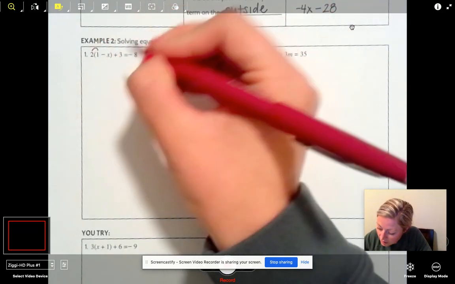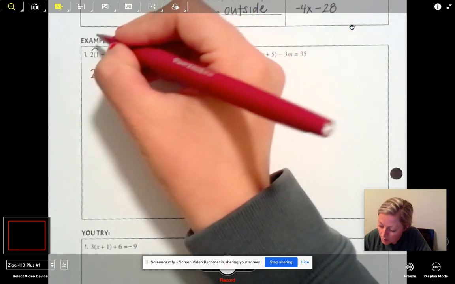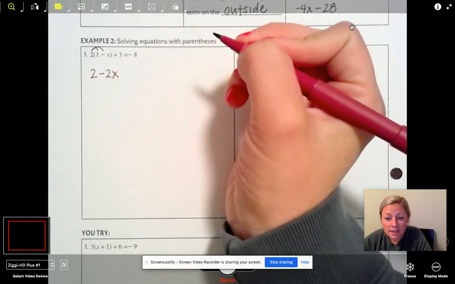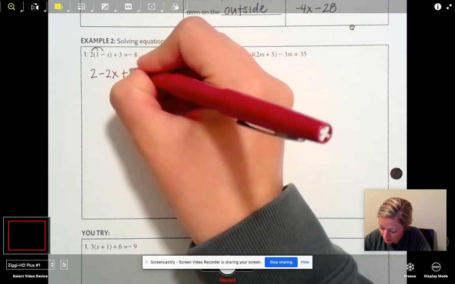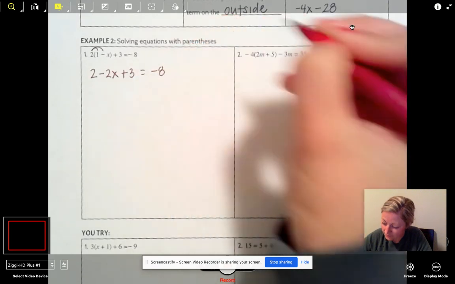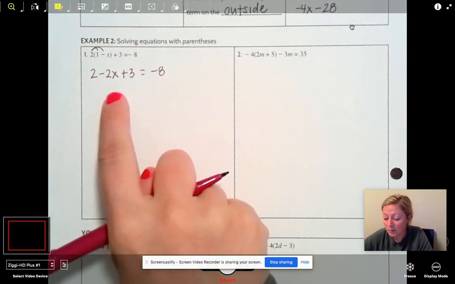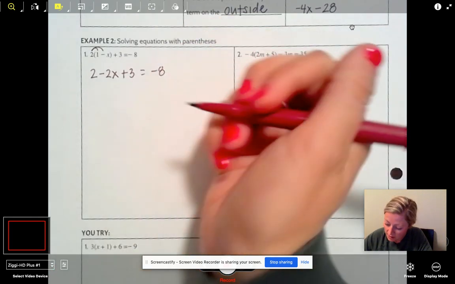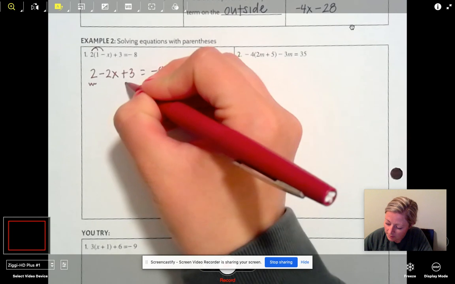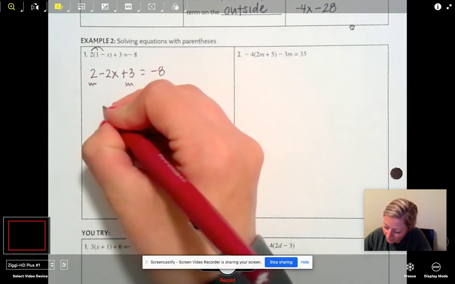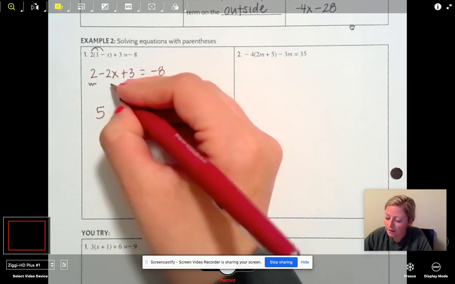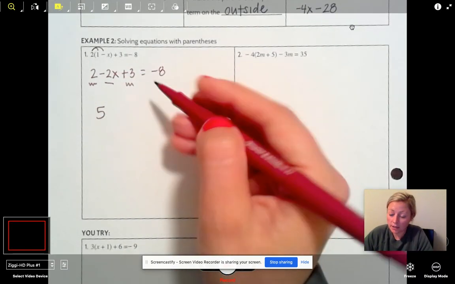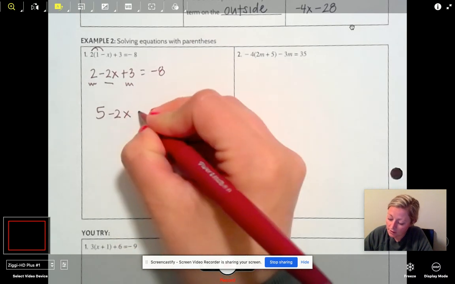So we're going to take 2 times 1 and get 2. 2 times -x is -2x. And now write everything down exactly how you see it. So +3 equals -8. And now from here, you have a problem that we worked on just the other day together. So we need to combine our like terms. So I'm looking, I have 2 plus 3 more for a total of 5. And then I have -2x, but do I have any other x's over here? Nope, so just drop it down, equals -8.